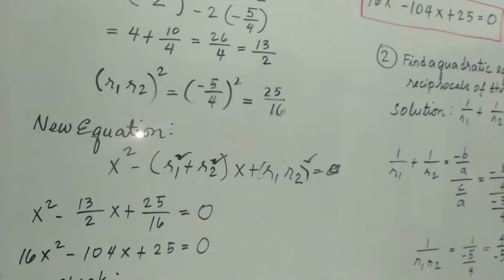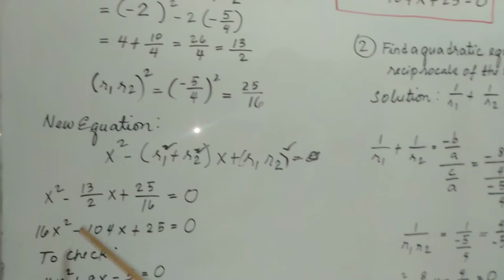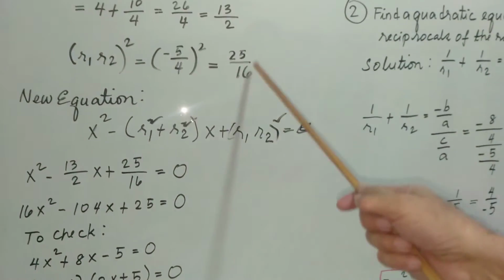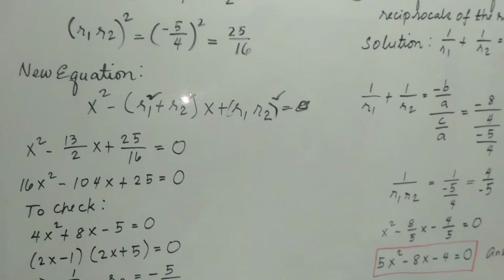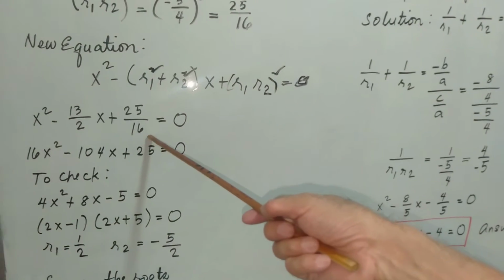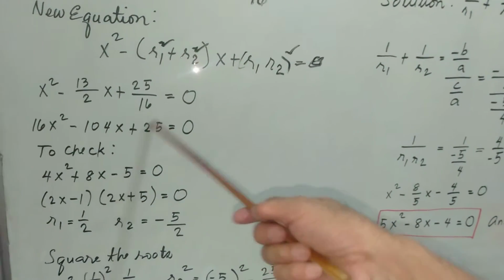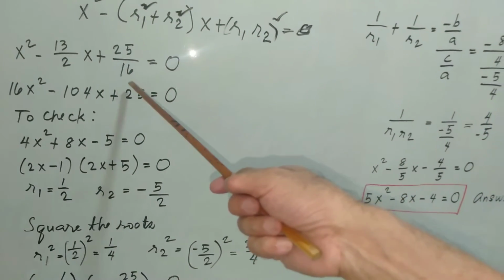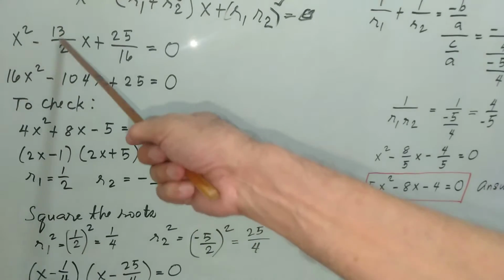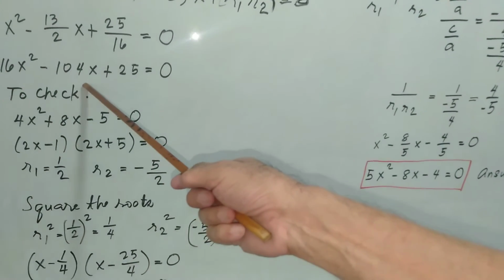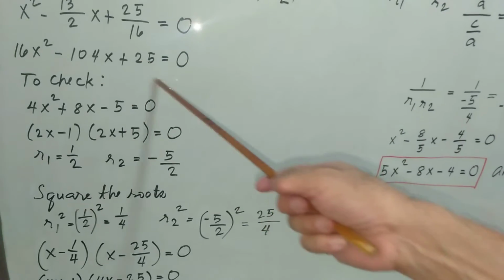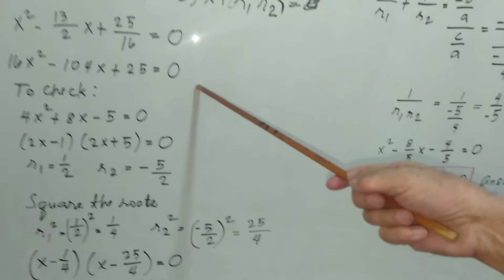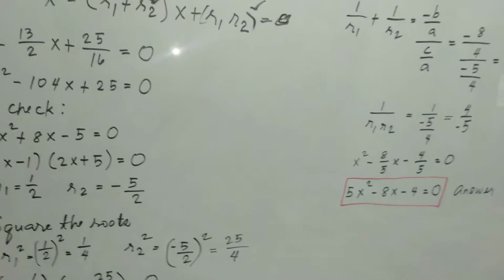So we have here x squared minus 13 over 2x plus 25 over 16 equal to 0. Now we substitute these values that we have obtained. The LCD is 16. Multiplying the whole equation by 16, we have 16x squared minus, 16 divided by 2 is 8 times 13 is negative 1 over 4. 25 over 16 times 16 is 25. So the whole quadratic equation is equal to 0. This will be our new equation.